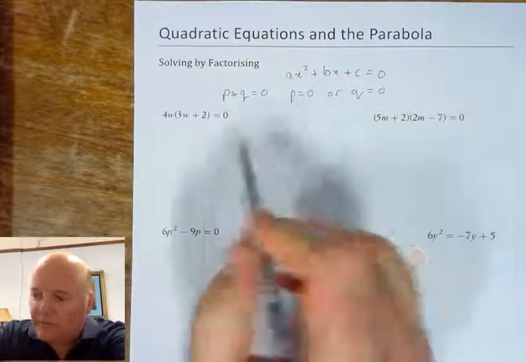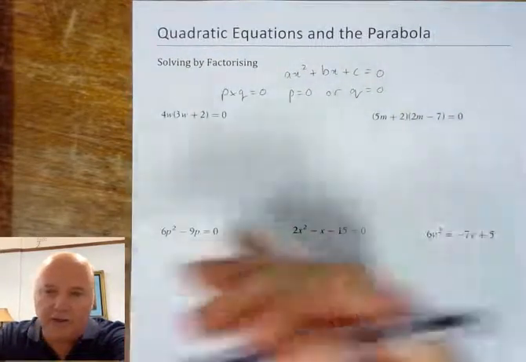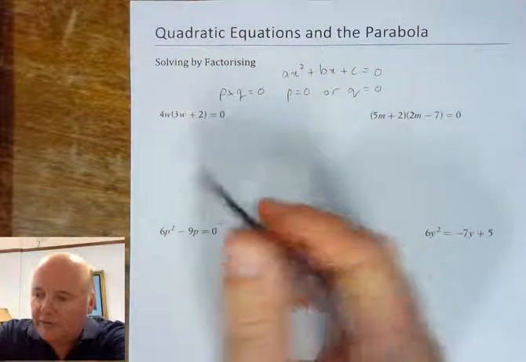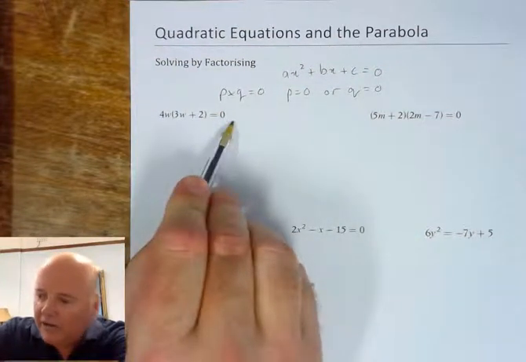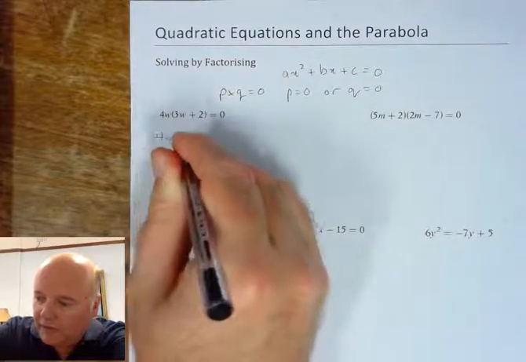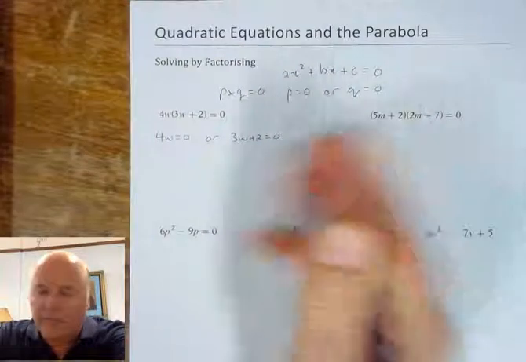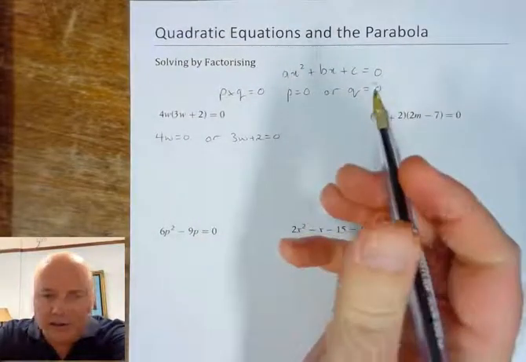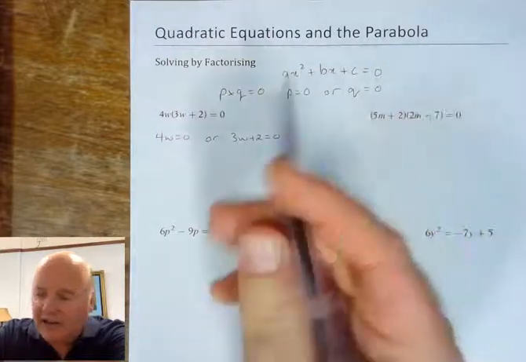Now, these ones have already been factorised. So I'm going to show you something now, and then we'll get into factorising some quadratics and using this idea. So if 4w times 3w plus 2 is equal to 0, then either 4w equals 0 or 3w plus 2 equals 0. You can write them both down like that. I always put an "or" in the middle, though you probably don't need to. But these two equations are easy to solve. They're linear, and you're used to solving those.